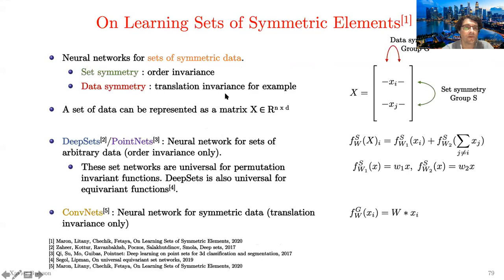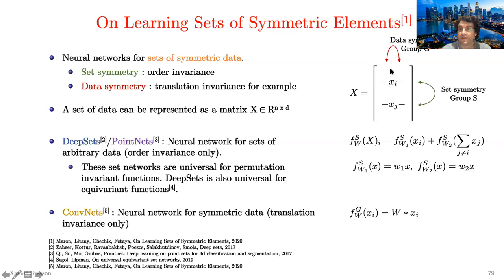For example, we have a set of images. We can have two kinds of symmetries in this situation. First of all, let's say the set of images is represented by the matrix X, where here you have the number of images, and here the number of features in each image. So this is image number i, image number j. It's a set of images, so we don't care about the order of images. We can swap xi and xj, and it should not change the output of the algorithm. So we have a symmetry with respect to the ordering of the set.